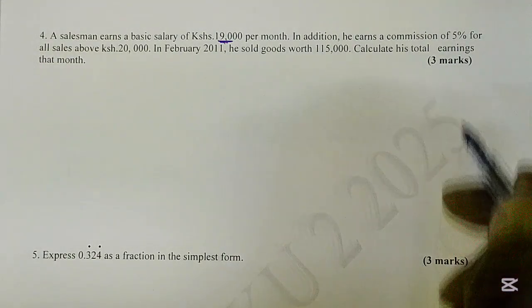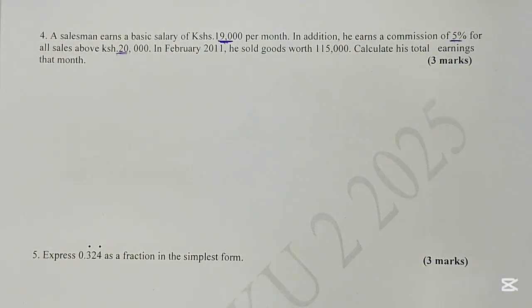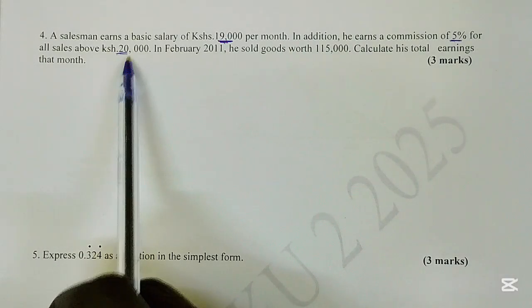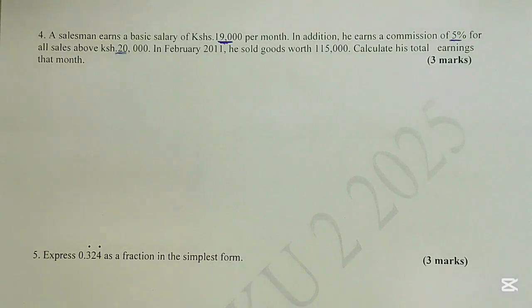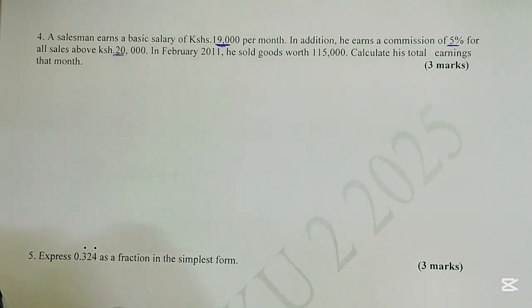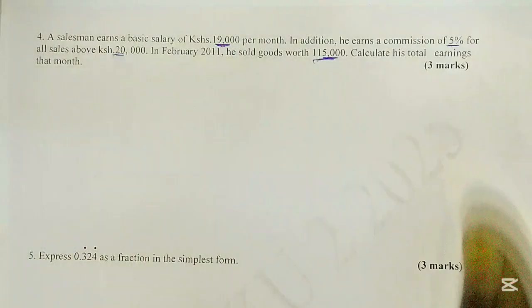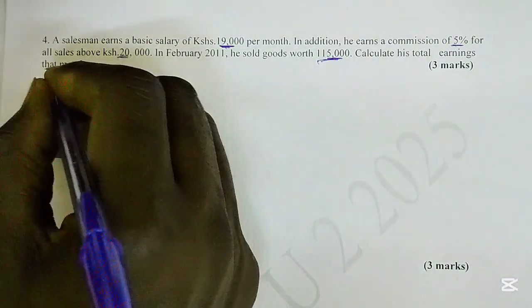But on top of that, he earns a commission of 5% for every sales above 20,000, which means if he sells anything below 20,000 or 20,000 and below, there is no extra amount he is going to earn. So he has to sell things above 20,000 for him to earn a certain commission. So in this particular scenario, we are going to find out how much was sold above 20,000, because he sold 115,000 total. So we are going to calculate the extra sales.